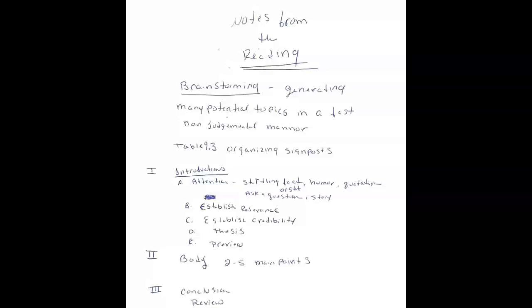So since this lesson is over brainstorming and concept mapping, I put a note about brainstorming here, and that's a method that allows us to generate potential topics quickly and to not judge them, just to get them out there on a list. I also noted a couple things about introductions and conclusions, which we'll learn about later in the class.